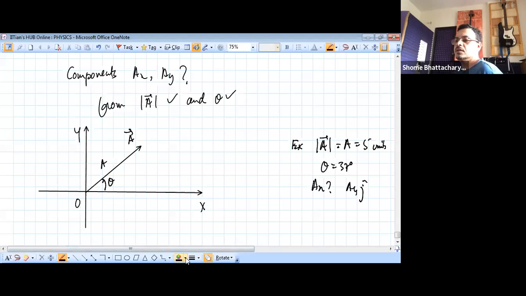So it's very simple. Again, it is trigonometry because ultimately you're dealing with a right angle triangle. So here, this is your Ax in length. This component vector is Ax i cap, and this over here is Ay. So all you do is use trigonometry.